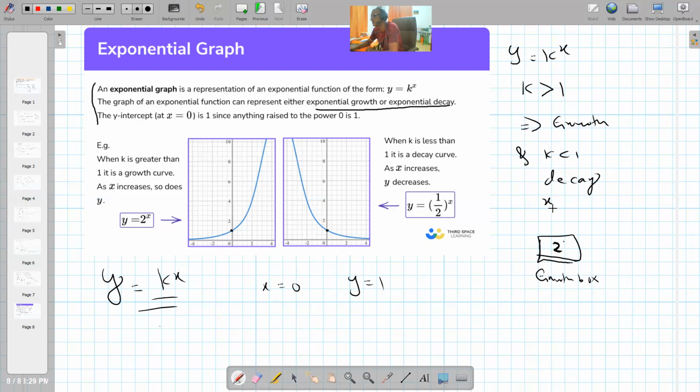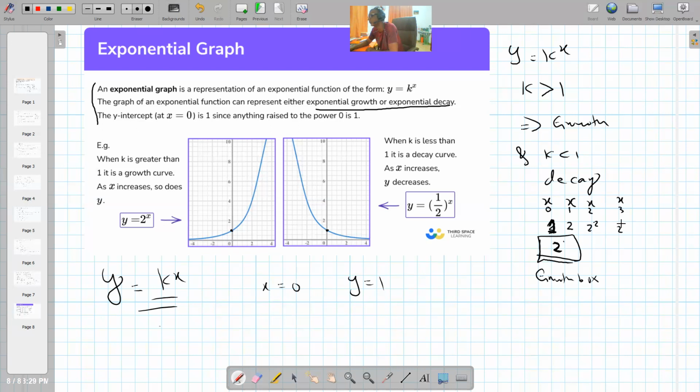First day, x is equal to 0, y is equal to 1, sorry. When x is equal to 1, y is 2. When x is equal to 2, y is 2 times 2, 2 to the square. When x is equal to 3, y is equal to 2 times 2 times 2, 2 to the cube. Every day, it is doubled.